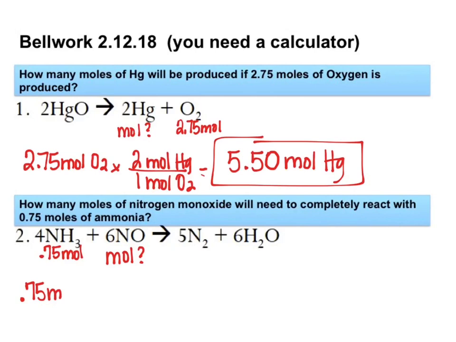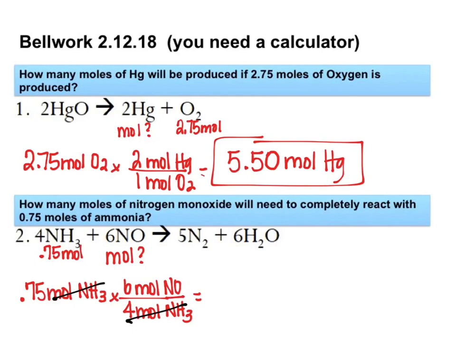0.75 moles NH3, 6 moles of NO on top, 4 moles of NH3 on bottom. We are in the unit we need to be, so we are ready to solve. So it's 0.75 times 6 is 4.5, divided by 4.